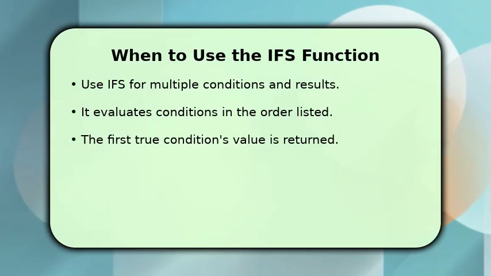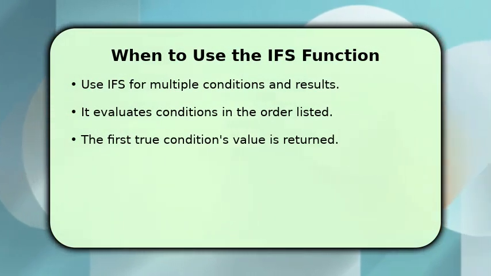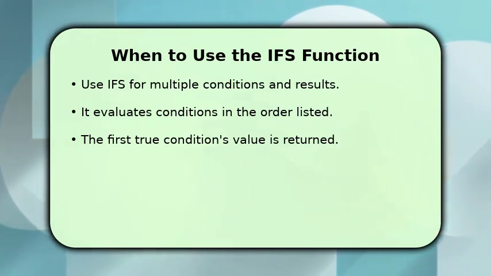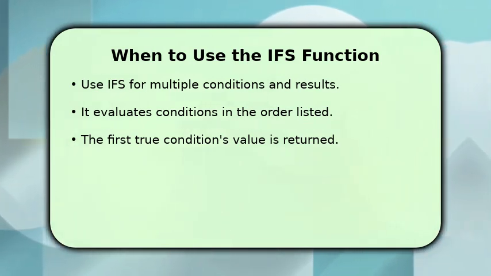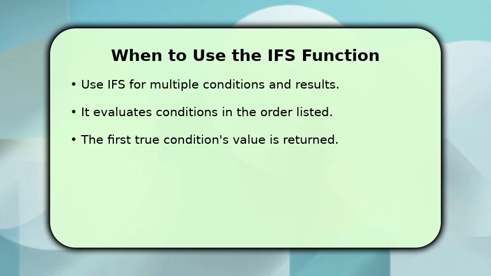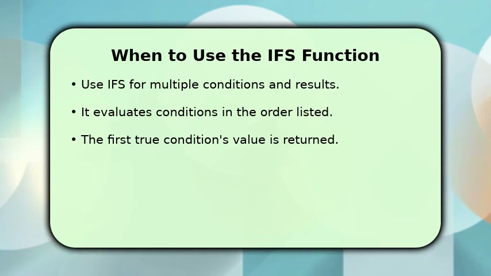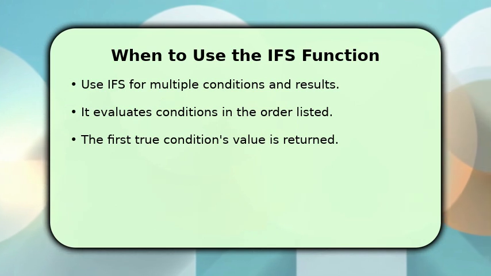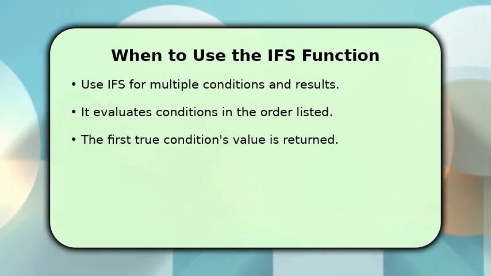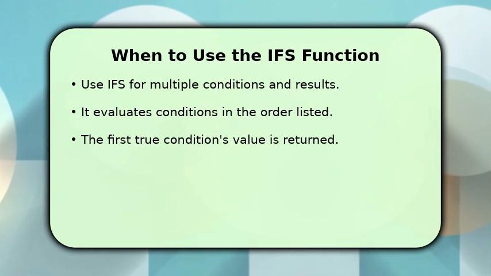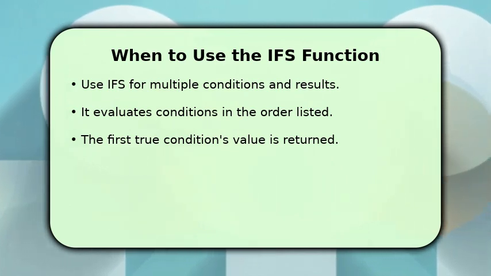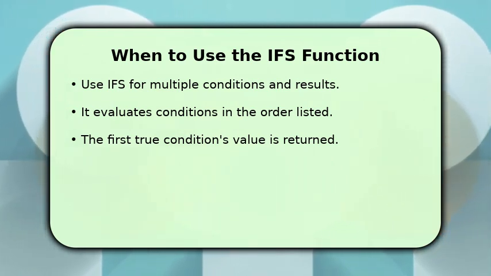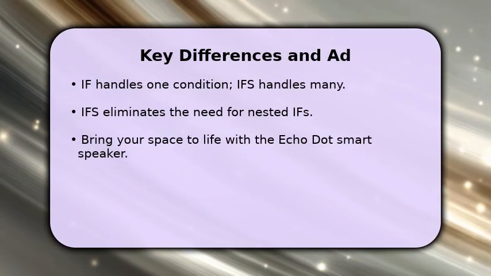When you have several conditions to evaluate, the IFS function is a much cleaner solution. Instead of nesting IF statements, you list each condition and its corresponding result. For instance, you could assign grades based on scores. 90% or above is an A, 80% or above is a B, and so on. IFS processes these conditions sequentially, returning the value for the very first one that is met, making your formulas far more readable. The main difference is clear.